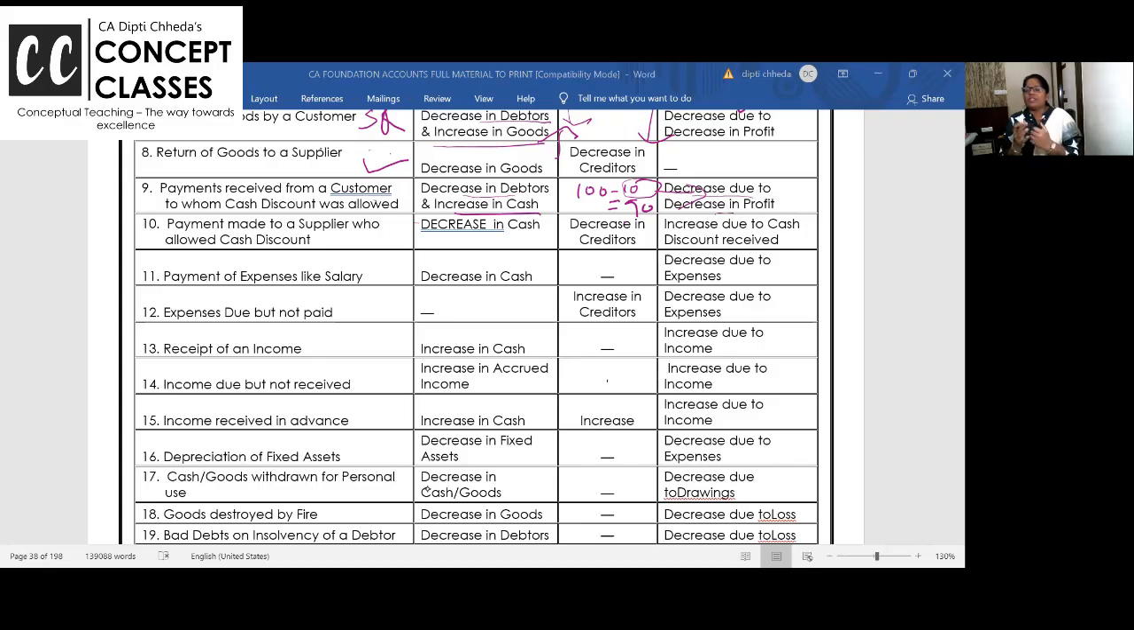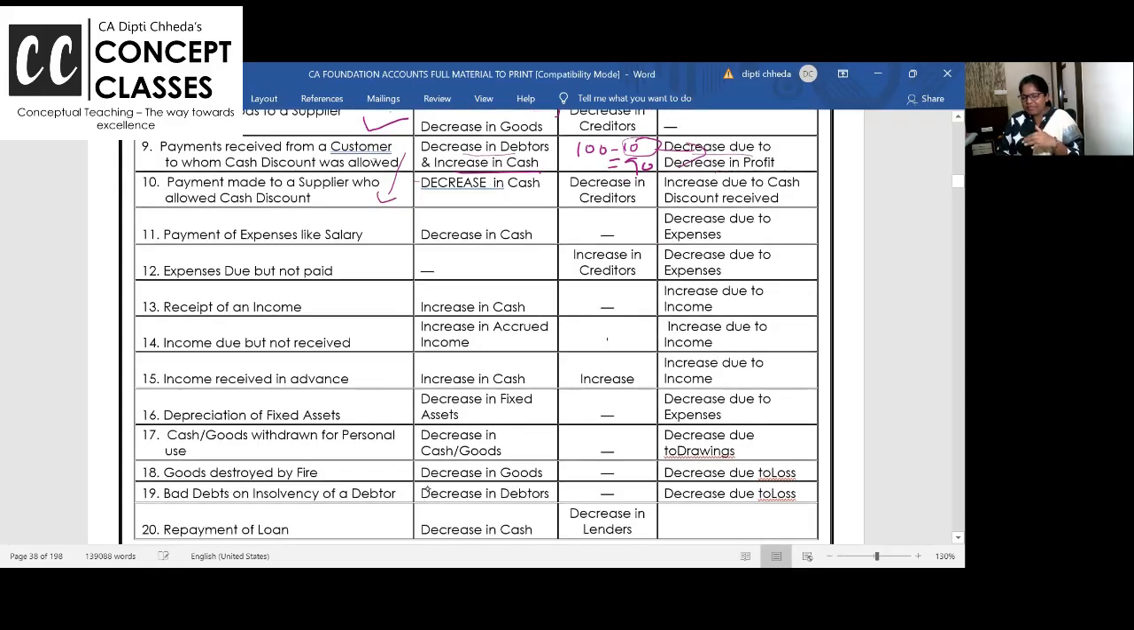Once you know all this, you can interpret and pass the journal entries very quickly. Payment made to creditors, exactly like debtors. When you make payment to creditors, cash will decrease, creditors will decrease, and if you have received any discount, income will increase. Now, payment of salary.